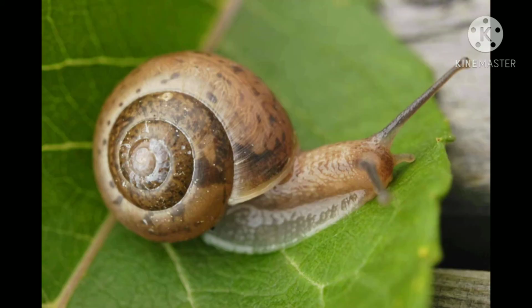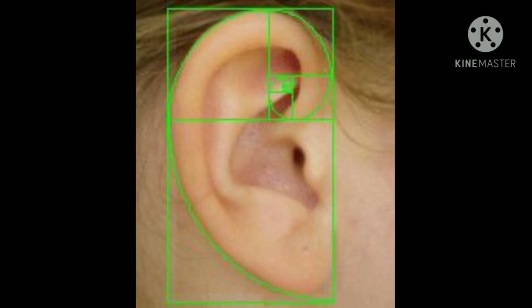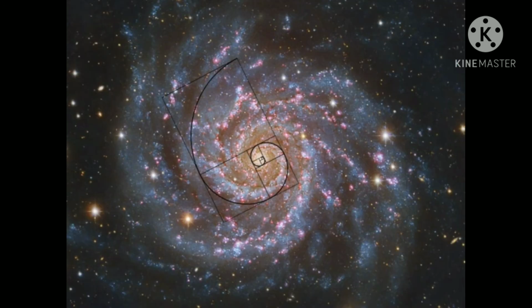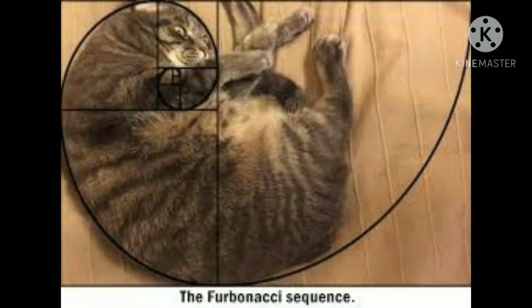From snail shells to flowers, from bananas, from inside of the human ear, from large iconic buildings to galaxies, the golden ratio can be seen everywhere. This is probably why it's also known as the divine proportion. There are so many places where we can find golden ratios in the Fibonacci numbers, but it is impossible to list all of them in one place and be done with it, because the list is ever growing.